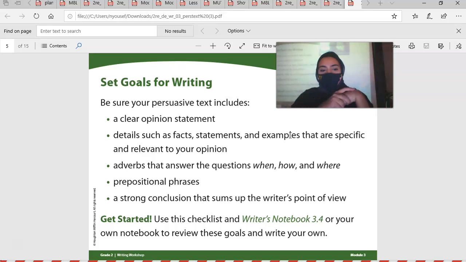Adverbs that answer the questions when, how, and where. So adverbs, what is a verb? Verb, something that you do. So adverbs is adding to a verb that answers the question when. So when did Miss Yusuf do this? In the morning, during math time. How did she do it? She told me to bring a whiteboard and a marker and sit next to her. Where did she do it? In the classroom on a Monday. I don't know, whatever day.